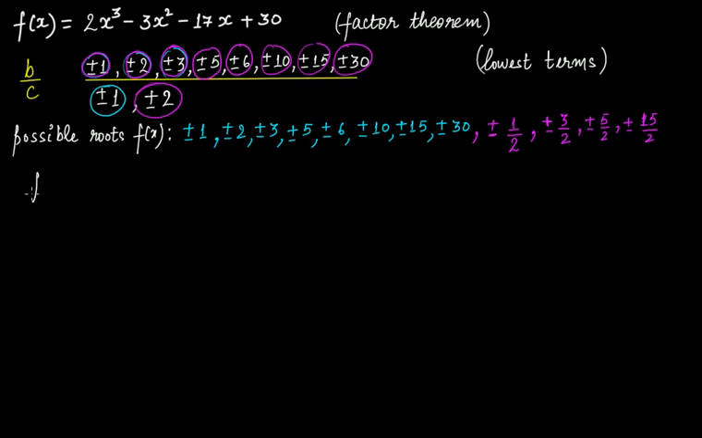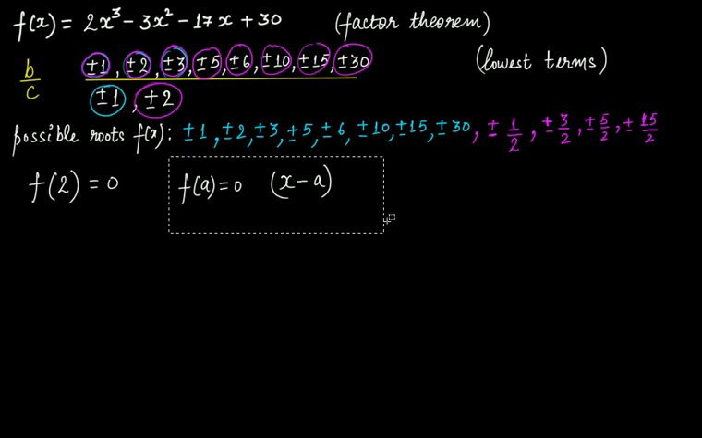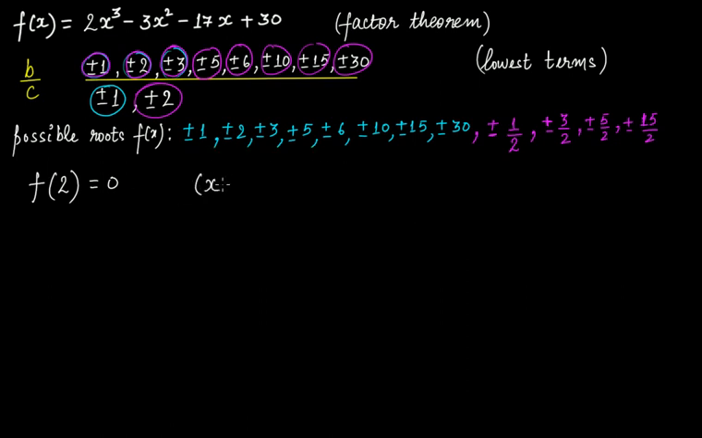So f(2): when you put 2 in place of x, your final polynomial will be 0. It means that now you have to remember your factor theorem. Your factor theorem says that if f(a) is equal to 0 for an a where a is any real number, then x minus a is a factor of f(x). So by that, x minus 2 is one factor of this f(x).